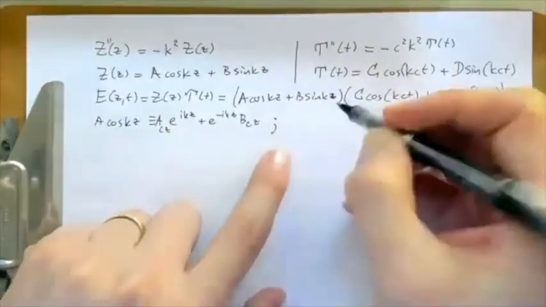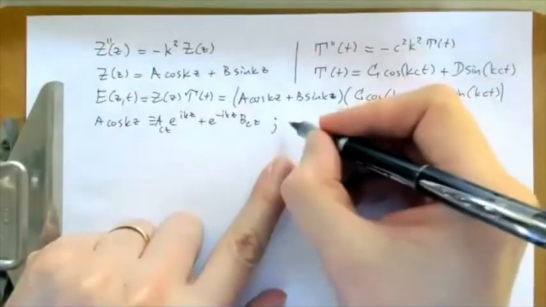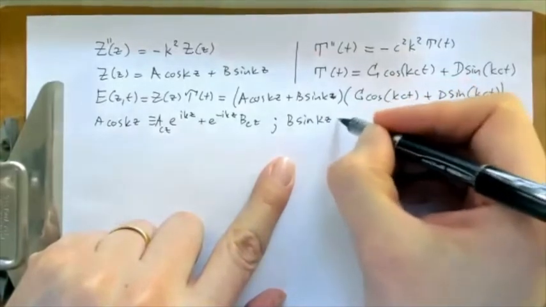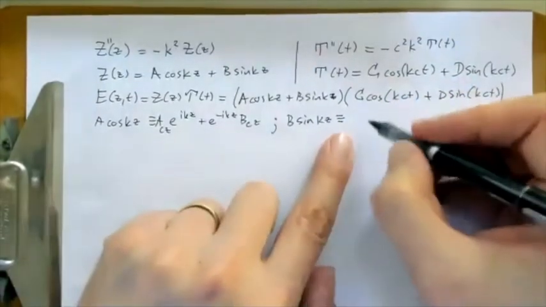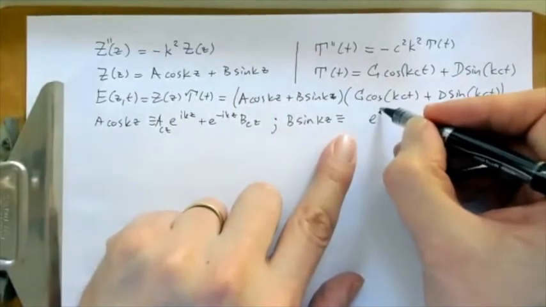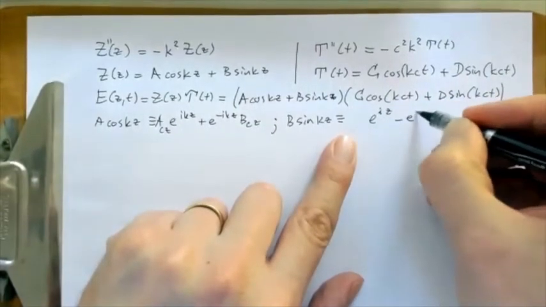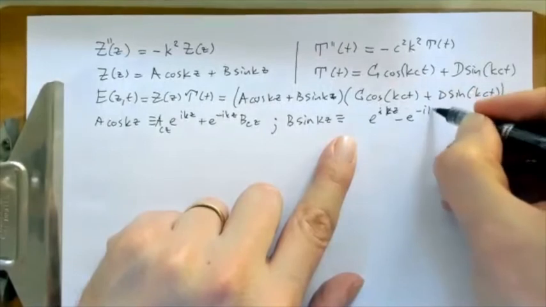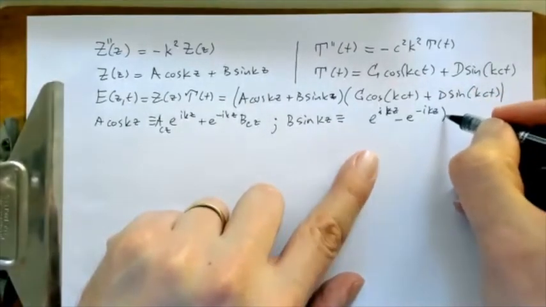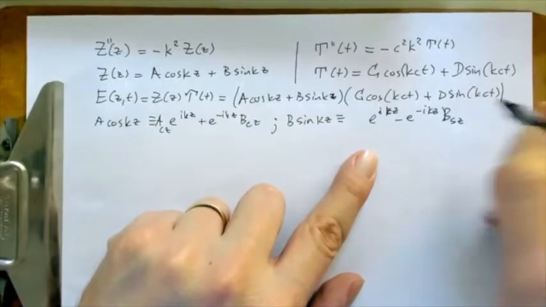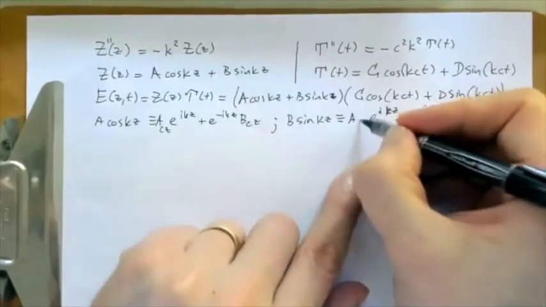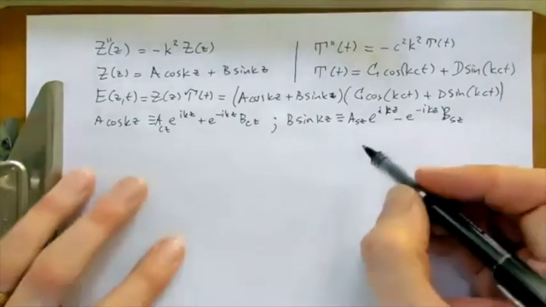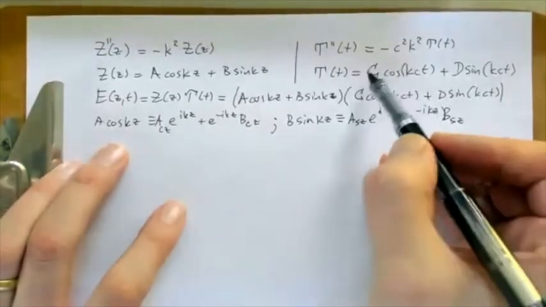And now we'll do the same thing for the sine. So we'll do B sine kz equals, well, this one is a little different. It's e to the power i kz minus e to the power minus i kz. And we're going to do the same thing here. We'll call this B_sz, and we'll call this A_sz. All right, and then we have the same thing here.